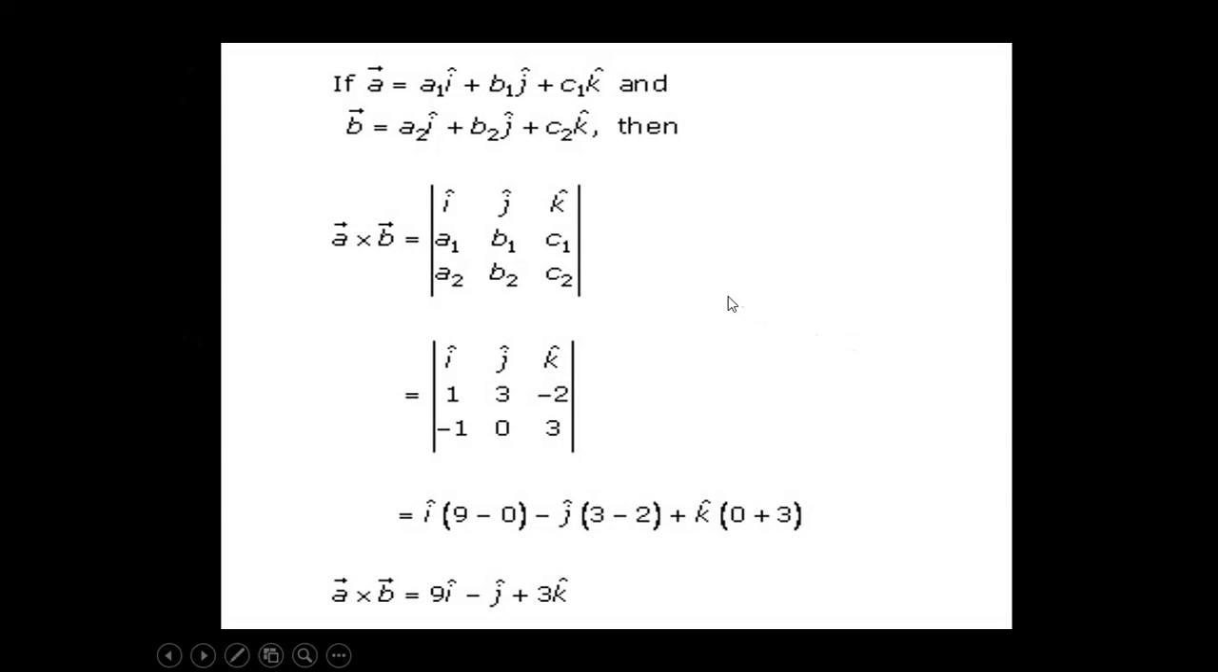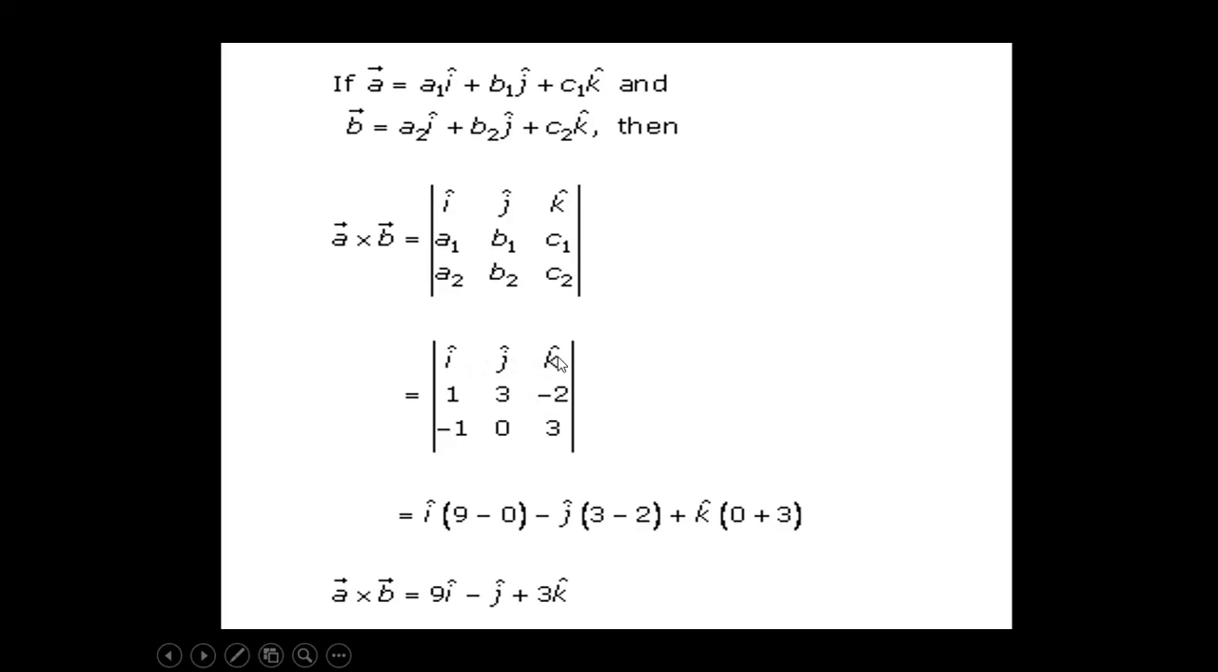So I can show you one example here. A vector equal to A1 i plus B1 j plus C1 k cap. B vector equal to A2 i plus B2 j plus C2 k. If so, how to find out A cross B using the determinant form? You have to write i j k, the common elements, in the first row. The first vector has elements A1, B1 and C1. Write it here, A1, B1, C1. The second vector has the elements A2, B2, C2. Write it in the third row, A2, B2, C2.